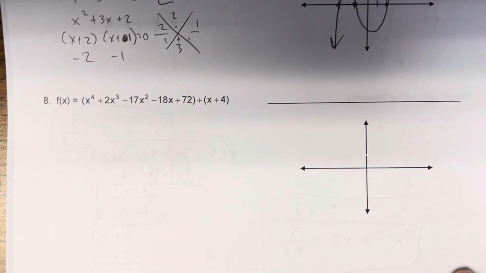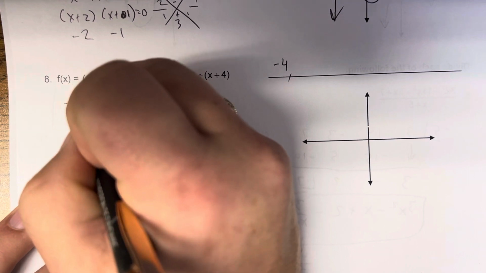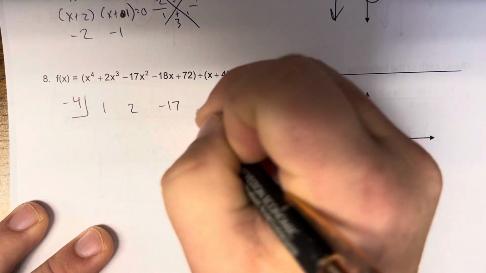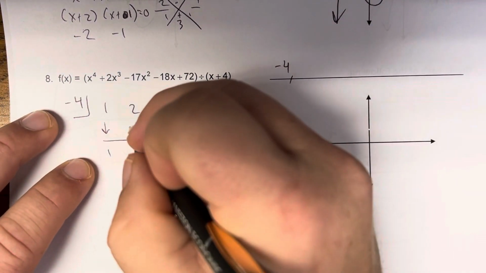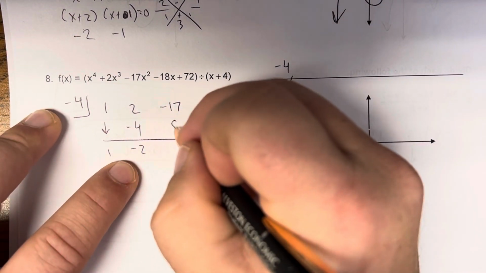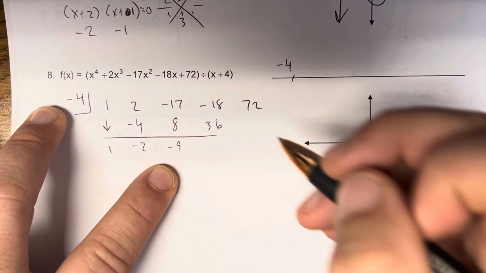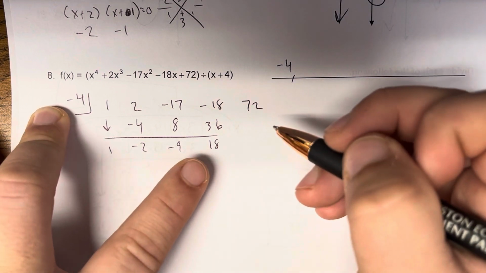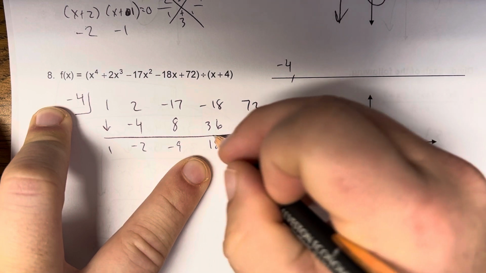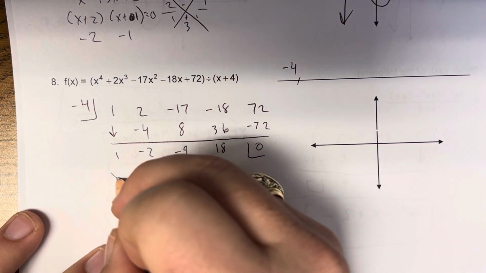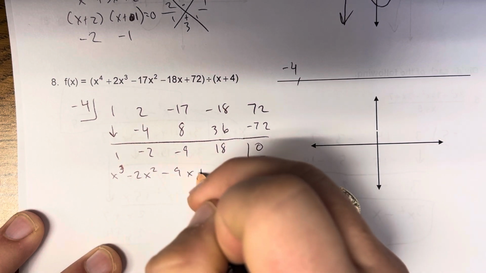All right, next one, we'll put negative 4 in the box, and I'll go ahead and put it on my blank too so I don't forget about it. 1, 2, negative 17, negative 18, 72. That's negative 4, negative 2, 8, negative 9, 36, 18, negative, let's see, 2 carry a 3, 72. That's x cubed minus 2x squared minus 9x plus 18.